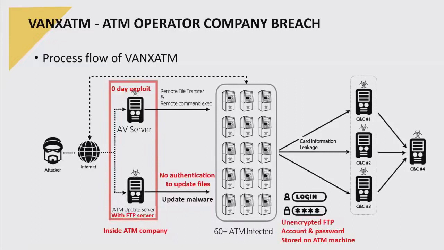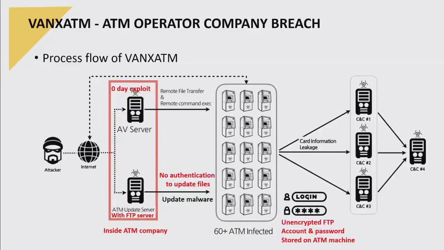And this graph is showing the attack vector of this case. In the red rectangle, it indicates the network inside the ATM company. And you can see there's an antivirus server. This ATM company uses a kind of antivirus that is installed on every ATM machine. And the ATM update server is located inside the ATM company's network. The attacker developed a zero-day exploit to exploit the antivirus server. And then after they compromised the server, they delivered the malware through this server to about 60 ATM machines that are connected to it.